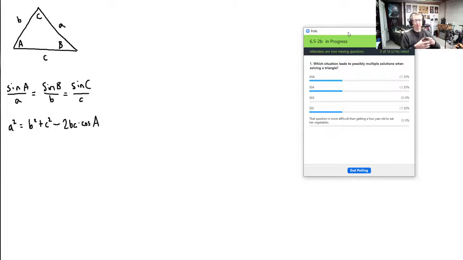As I'm seeing solutions come in, I just explained the side-side-side situation, right? So which situation leads to possibly multiple solutions when solving a triangle? What I mean there, because there must be some confusion, is that there are possibly multiple triangles that can be found. So if you know the three side lengths, are there multiple triangles with different angles that have those three side lengths? I just explained that is impossible. If you fix all three side lengths, you definitely only have one triangle.